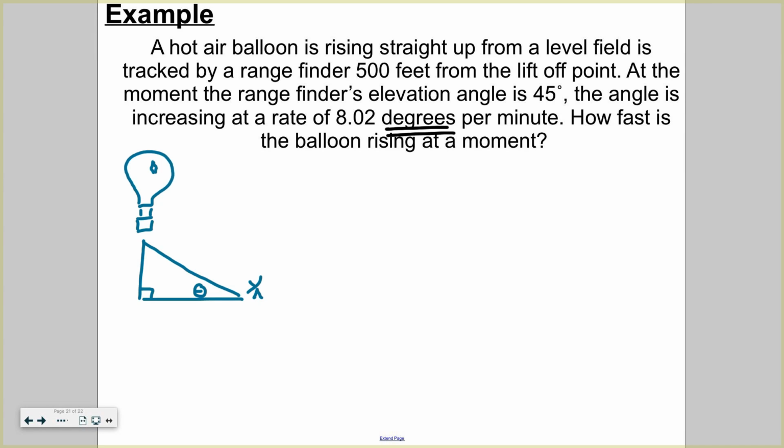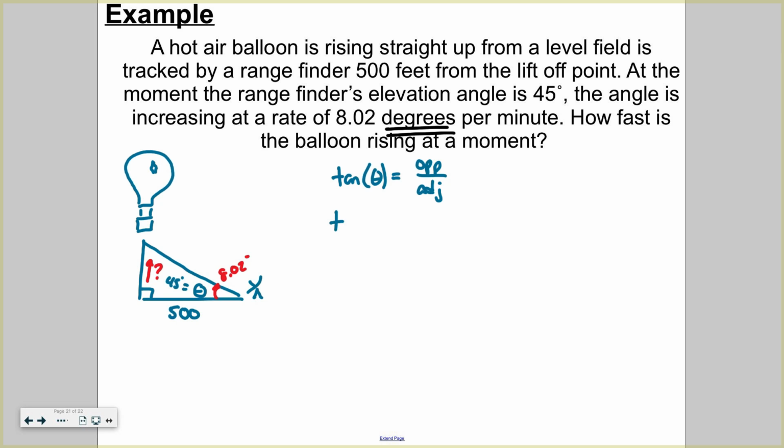And the rangefinder, our satellite, we're calling it, is 500 feet away from the liftoff point. And let's see, theta is going to equal 45 degrees. And theta is going to be changing at 8.02 degrees per minute. And we want to know how fast the balloon is rising. Alright, so this is another case of tangent of theta equals opposite over adjacent.